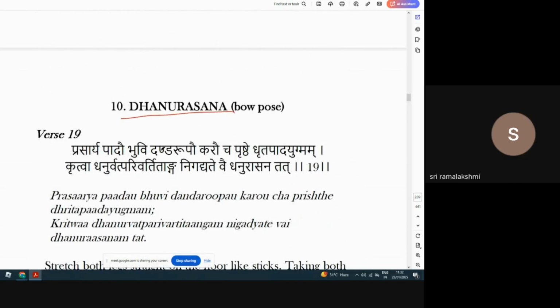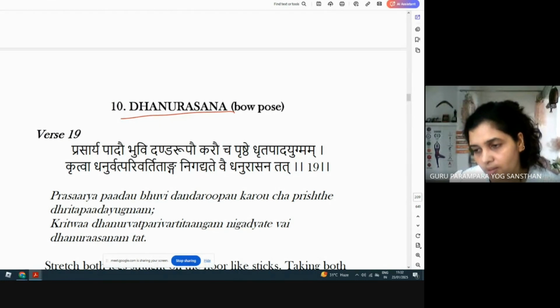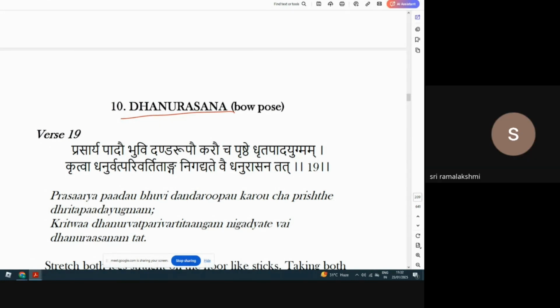Dhanurasana. Ma'am, can you please ask all others to mute? What did you say? Can you please ask all others to mute? Muthulakshmi.